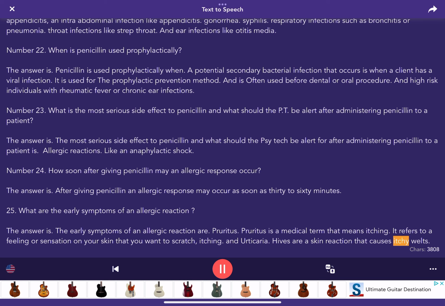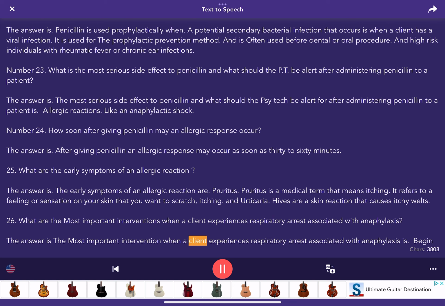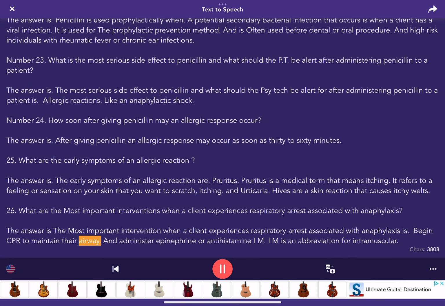26. What are the most important interventions when a client experiences respiratory arrest associated with anaphylaxis? The answer is, the most important intervention when a client experiences respiratory arrest associated with anaphylaxis is begin CPR to maintain their airway, and administer epinephrine or antihistamine. IM is an abbreviation for intramuscular.